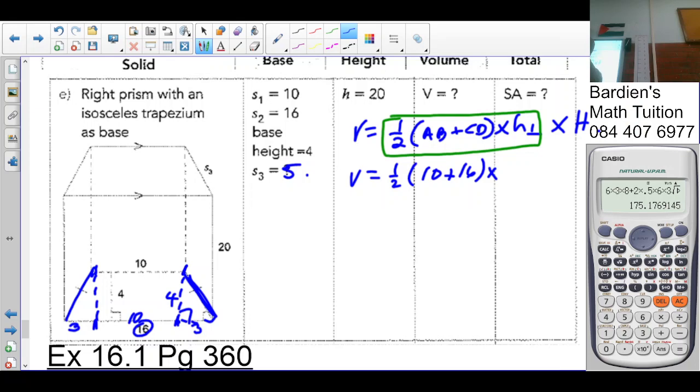The perpendicular height relative to the parallel lines. Your perpendicular height is what? 4. Times the depth of the object, which is 20. So it's going to be half times, open brackets, 10 plus 16, close brackets, times 4 times 20. Gives you 1,040 units cubed.